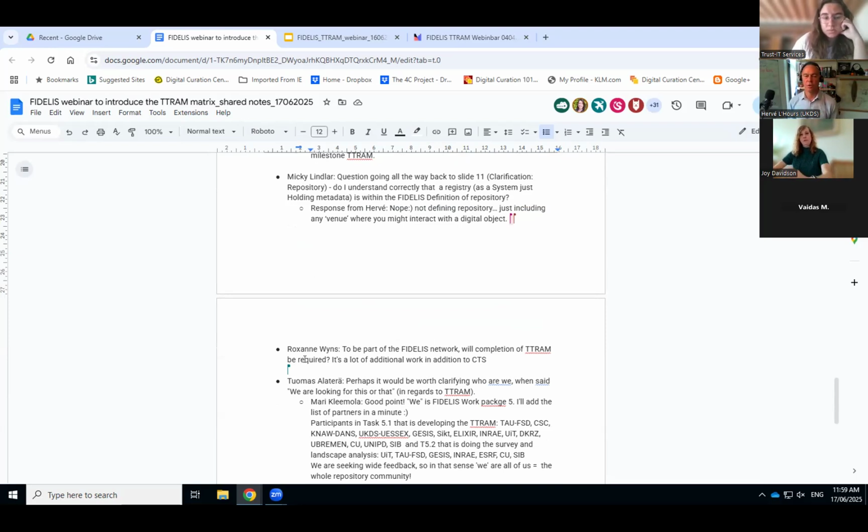It's just a question of highlighting that if you're an organization with a catalog of digital objects of any kind, then you're a potential venue for interacting with those digital objects, and therefore you're a potential stakeholder in the future FIDELIS network.